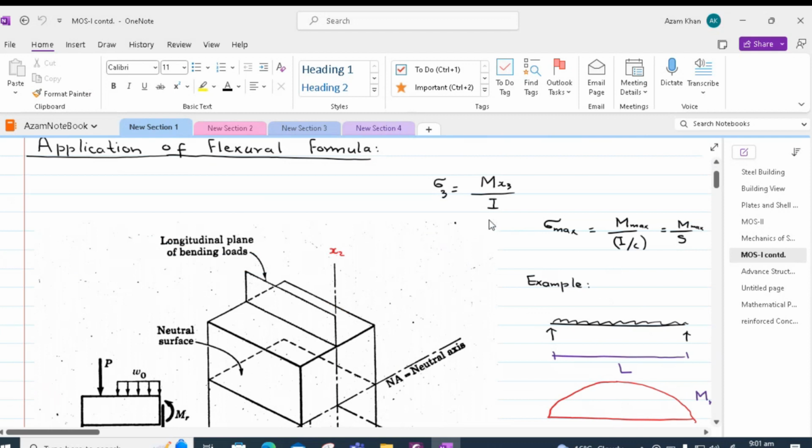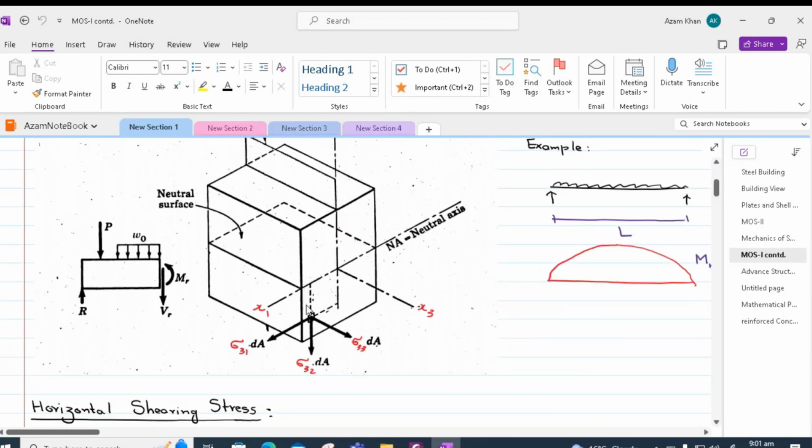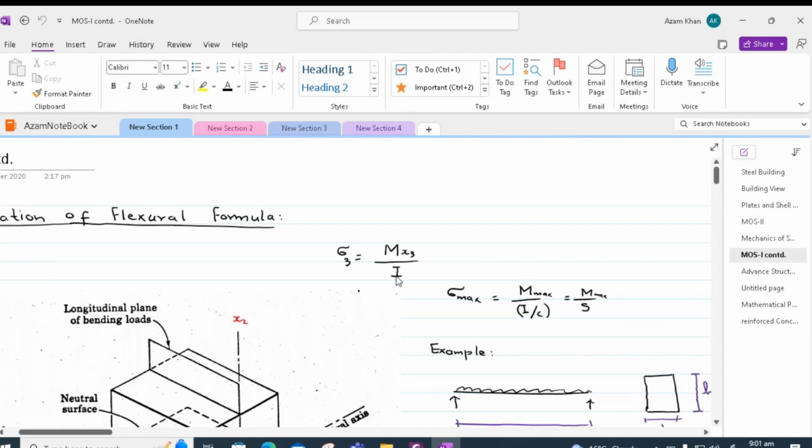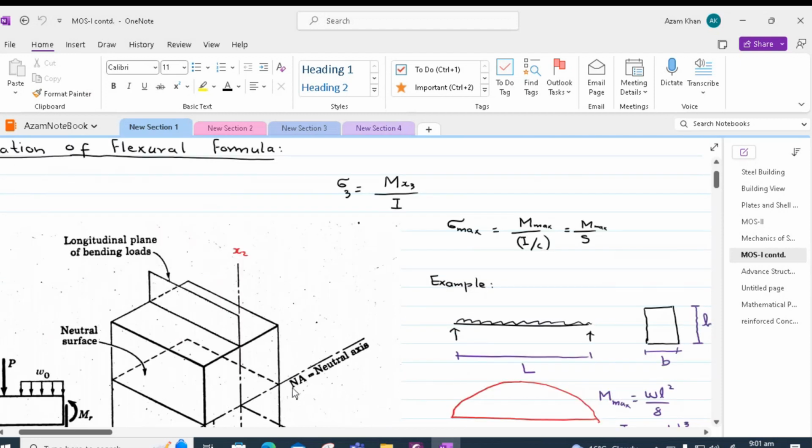In this equation, if we want to find out the fibers which are the most highly stressed, we have to put the value of x3 maximum. And obviously, in the case of a rectangular cross-section beam subject to some external loading, the external fiber will be at a distance h by 2. Plugging I equal to bh cubed by 12 and x3 equal to h by 2, we can get the maximum flexure stress in the fiber which is furthest from the neutral axis.